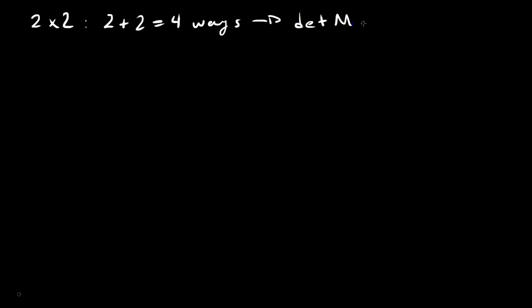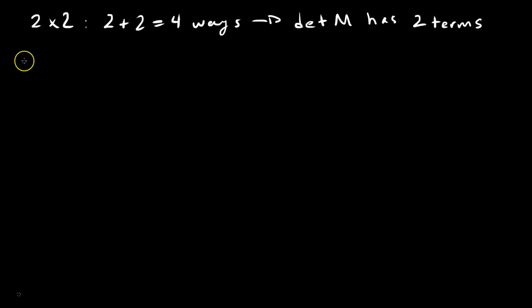Alright fellas, I hope you're ready, because now we're going to try to find the determinant of an n by n matrix. To recap from the last video, we saw for a 2 by 2 matrix, we can write the determinant in 2 plus 2 equals 4 ways, and the determinant of the matrix has 2 terms.